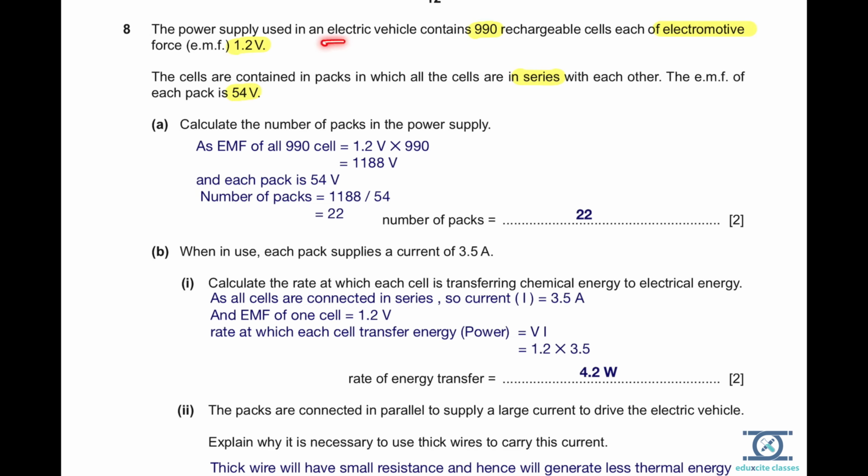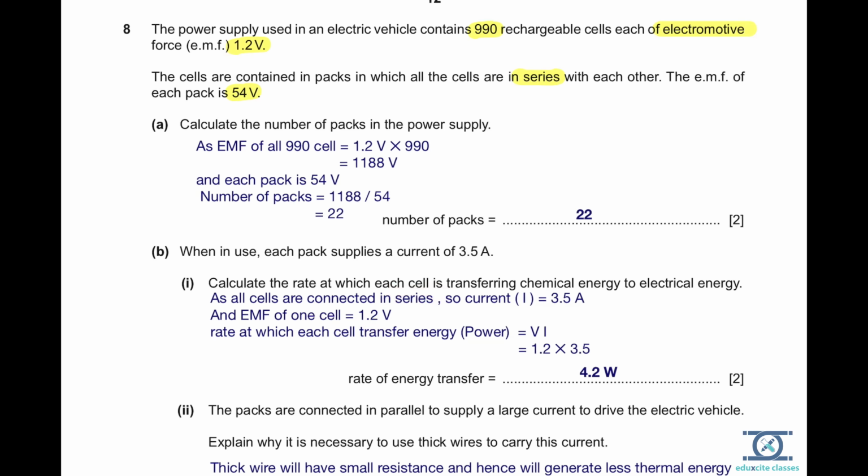When in use, each pack supplies a current of 3.5 ampere. When the cells are in use, they are supplying a current of 3.5 ampere. Calculate the rate at which each cell is transferring chemical energy to electrical energy. All cells are connected in series, so the current is 3.5 ampere and the EMF of one cell is 1.2 volt. It is asking for each cell.